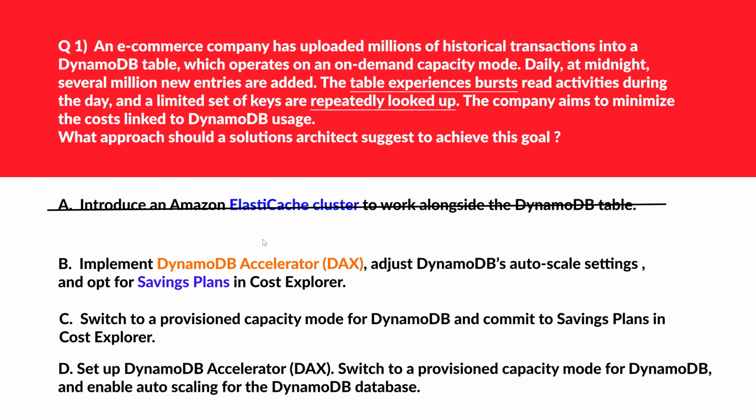Let's move to option B. B says implement DynamoDB Accelerator, also known as DAX, adjust DynamoDB's auto scale settings, and opt for a savings plan in Cost Explorer. DynamoDB Accelerator looks good to tackle the problem of repeated lookups as required by the question, but the problem is that it won't solve the problem of burst as required by the question. Hence we'll eliminate this option. Let's now look at option C.